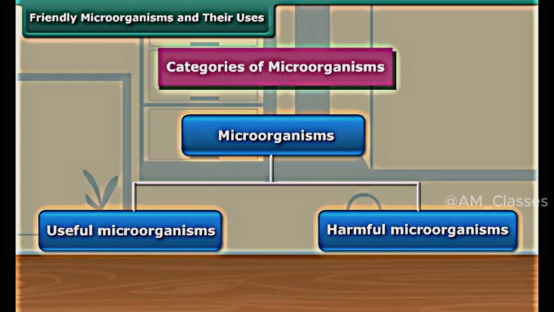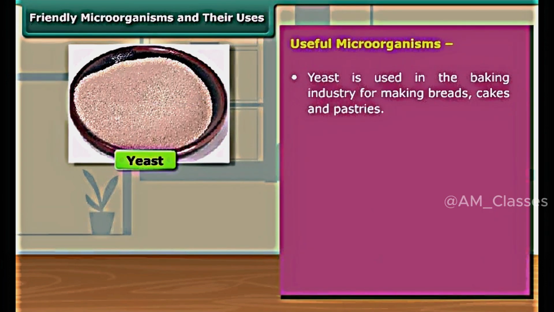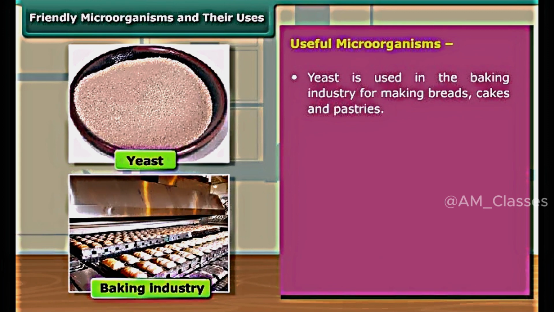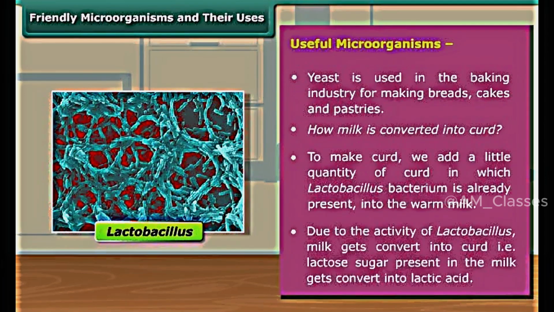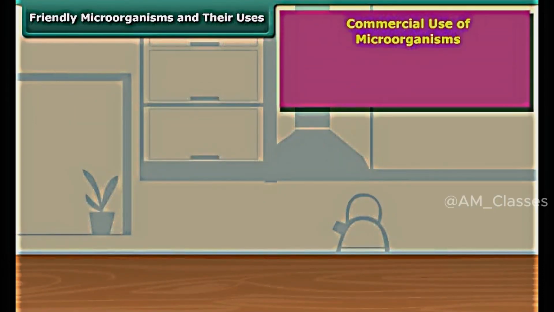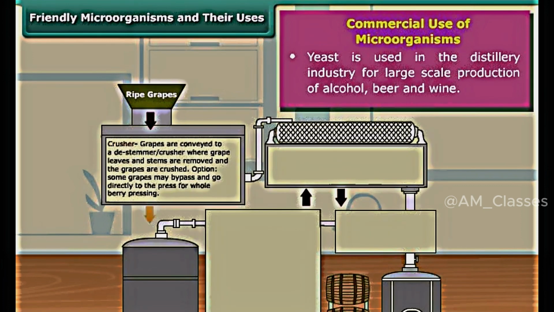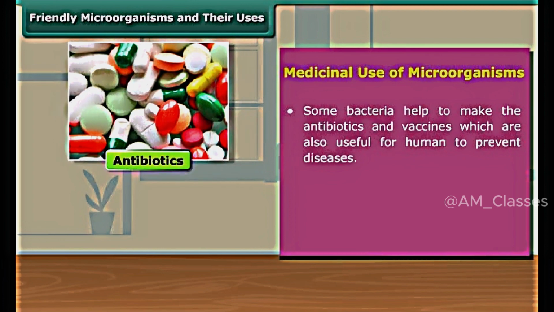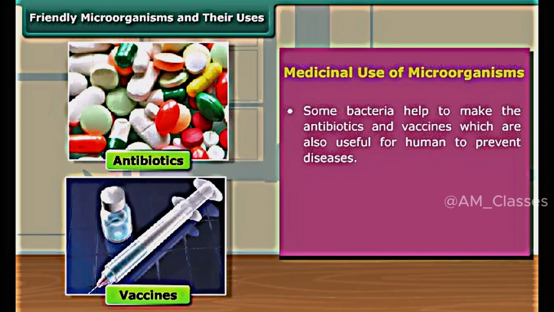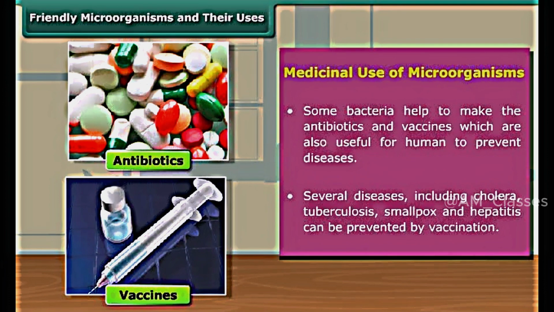One such friendly microorganism is yeast. Yeast is used in the baking industry and our homes for making breads, cakes, and pastries, etc. The bacterium Lactobacillus is useful to make curd from milk. Microorganisms are also useful in the commercial and medicinal field. For instance, yeast is used in the distillery industry for large-scale production of alcohol, beer, and wine. Some other bacteria are helpful in the production of antibiotics and vaccines. Vaccination is helpful in several diseases including cholera, tuberculosis, smallpox, and hepatitis.